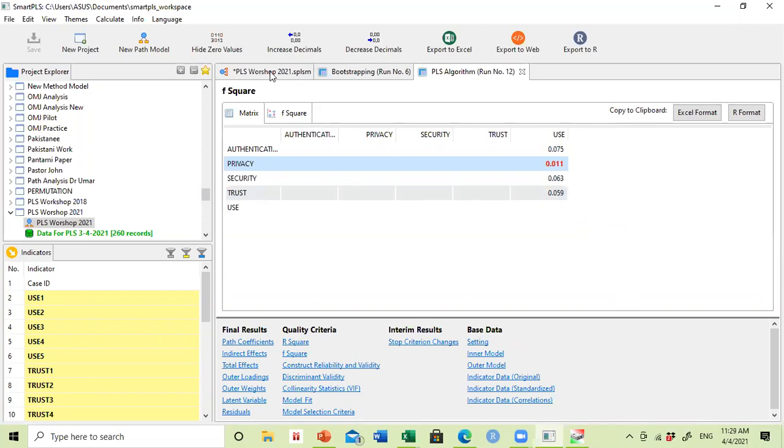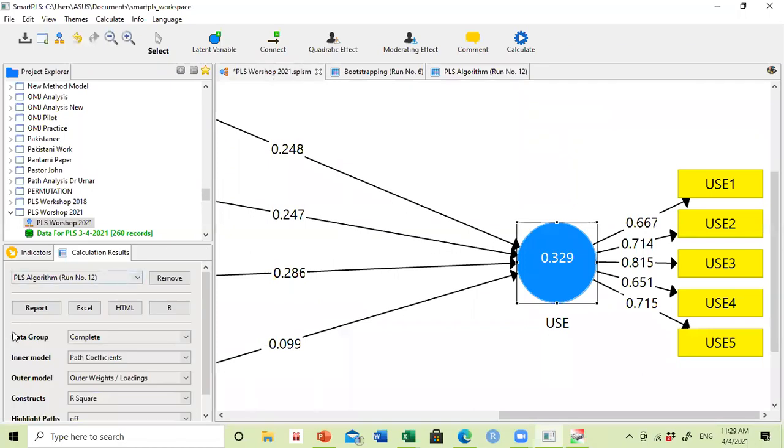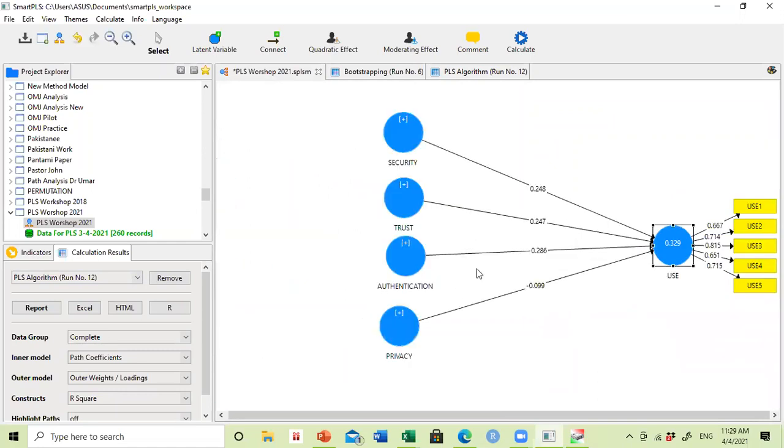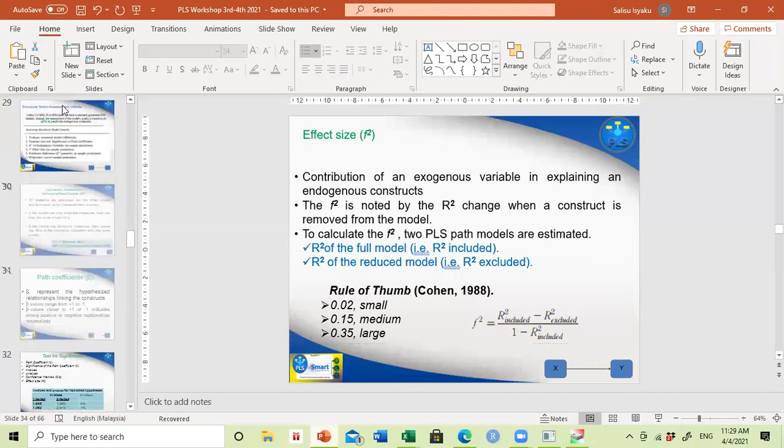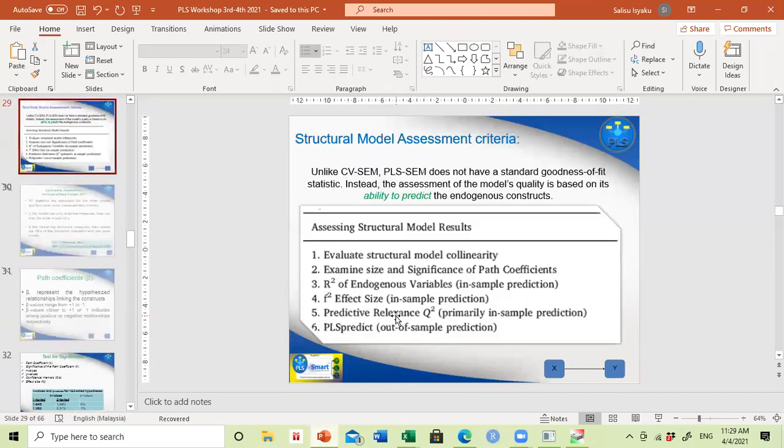Okay, so this is F square. Then the next, after F square, is predictive relevance. Predictive relevance is called Q square.